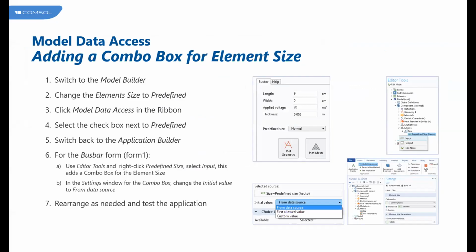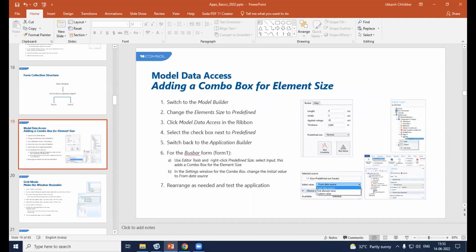So you have to go to the model builder, change the element size to predefined, click model data access in the ribbon, select the checkbox. So it is shown here how you can do it, model data access, just next to the ribbon tab, and switch back to the application builder and add it. So this is a task for you.